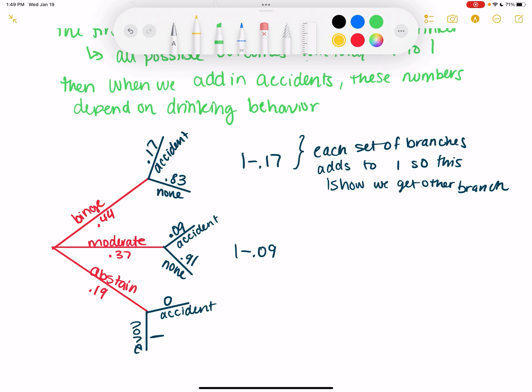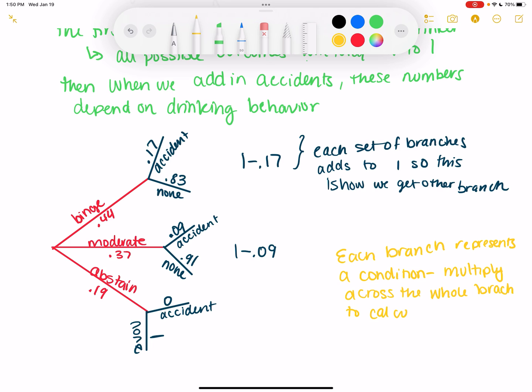So then one more thing to note is that each branch represents a condition. So if we multiply across the whole branch, to calculate, we can find the condition so that they binge and get in an accident.